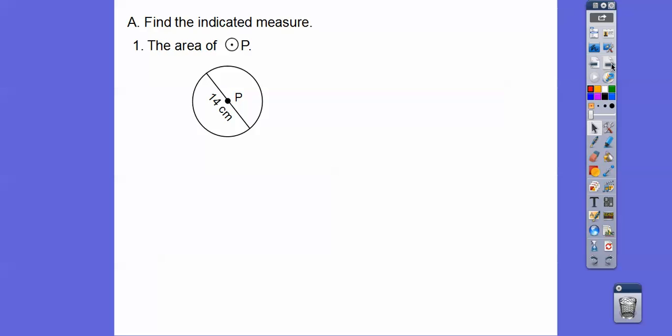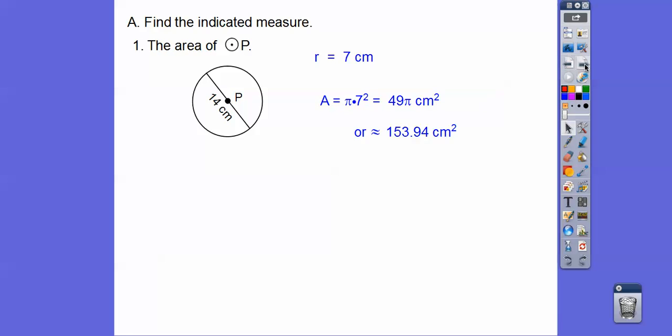Here they want us to find the area of circle P, and this one's the easy one of the bunch, okay? Remember, area is pi r squared, you guys. The diameter here is 14, so the radius is 7, so pi times 7 squared. I don't know if this is going to be one of your answers or the decimal version, 49 times 3.14159. Don't forget its area is always in centimeters squared, okay?